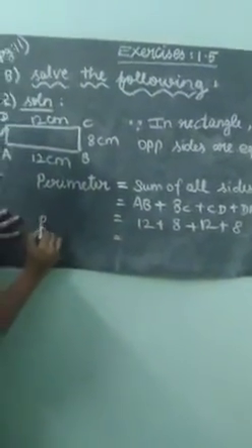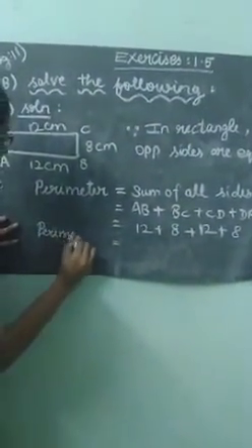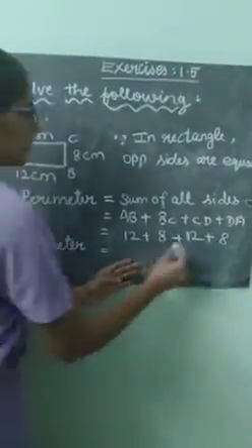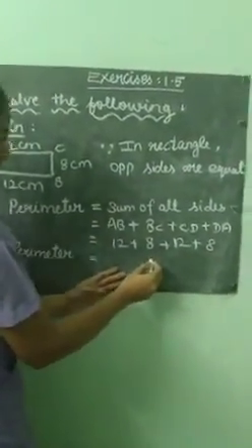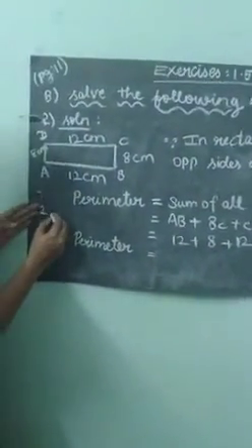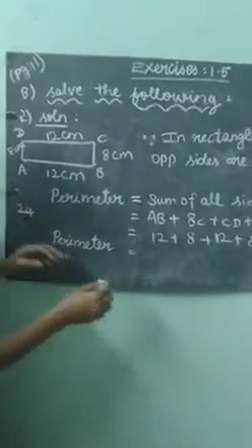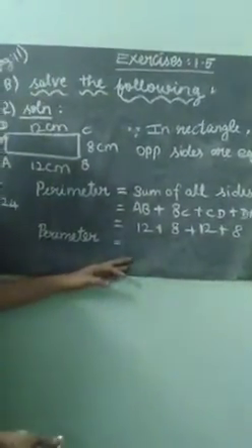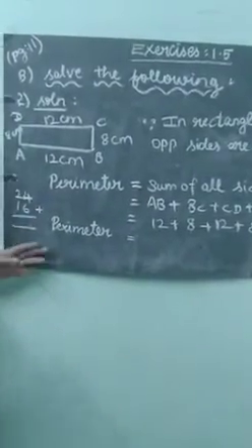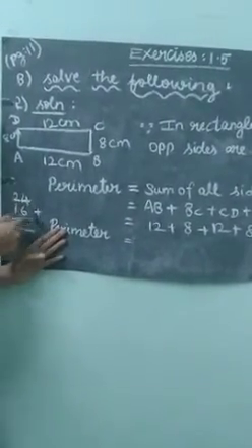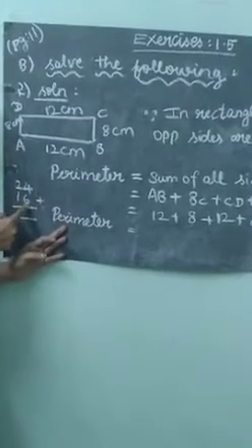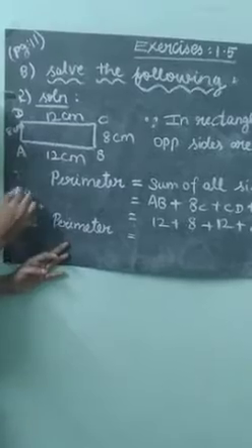Then write the final answer. Perimeter equal to, okay? 12 plus 12 what, ma? Very good. 24. 8 plus 8? 16. Do the addition, ma. Now 24 plus 16. First step. 4 plus 6? Very good. 10. So 0 here.